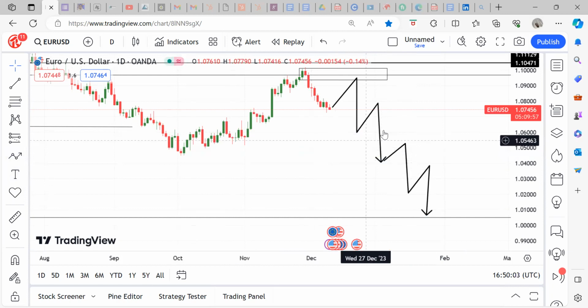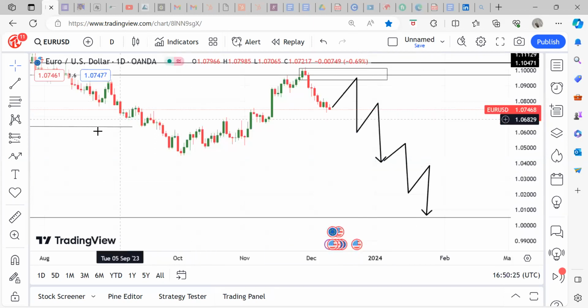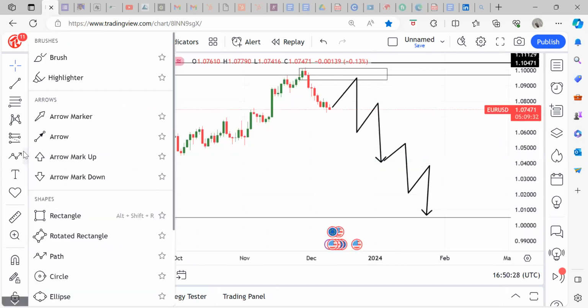So we can end up having about 3 additional entry points. Apart from the one we have here, we can add another position here if we get the pullback, and we can also add another position here if we get a pullback. So in a price projection of like 900 pips, we can end up making 1,500 pips over 2,000 pips. That is how the market moves. So don't expect the market to just collapse in a straight direction.